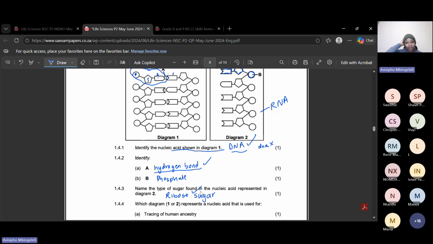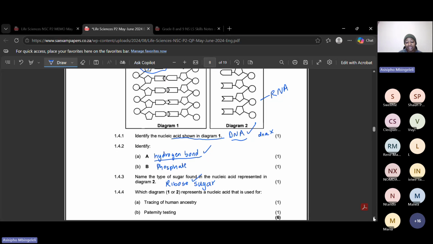Then which diagram, 1 or 2, represents a nucleic acid? So we've already identified that diagram 1 is DNA, diagram 2 is RNA, right? Then the question is saying, identify which diagram, 1 or 2, represents a nucleic acid that is used for tracing of human ancestry.